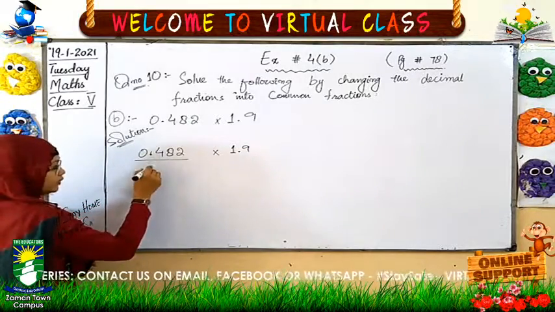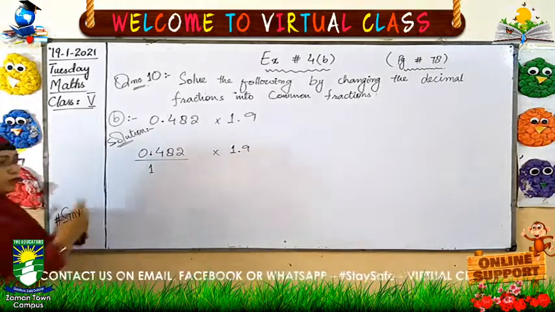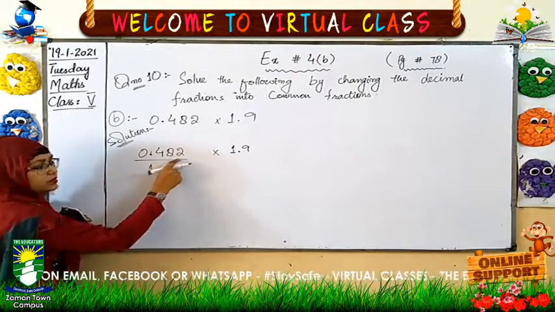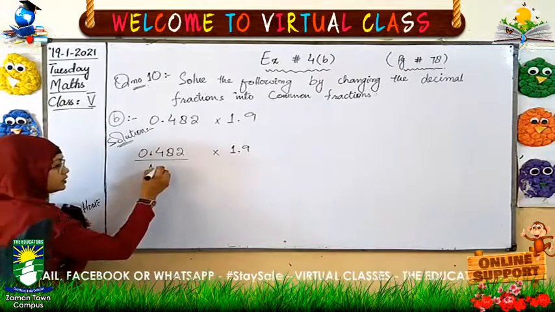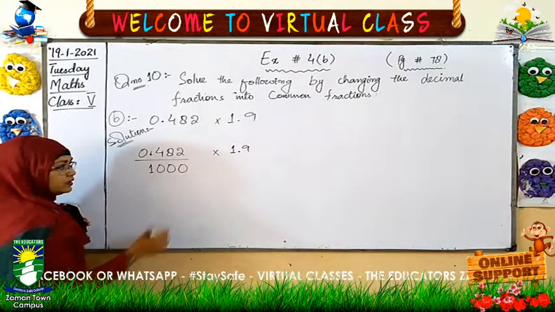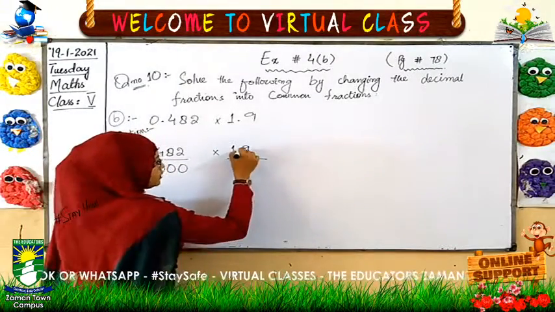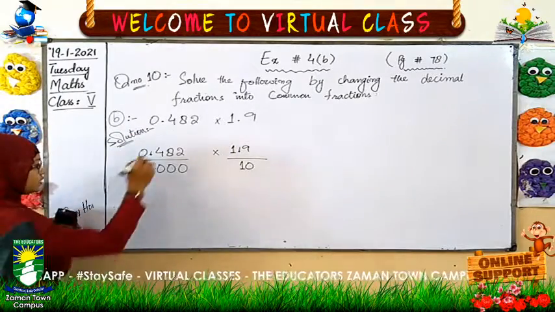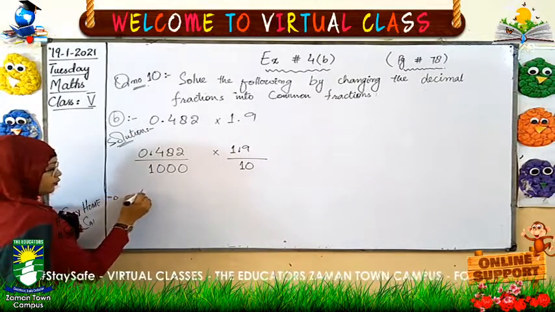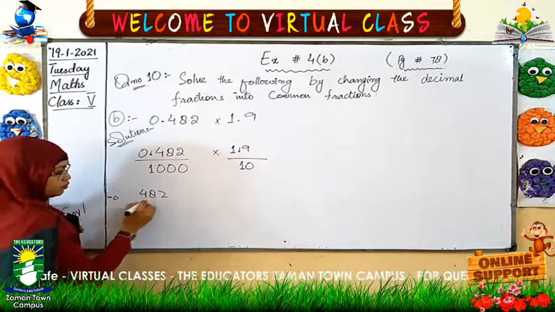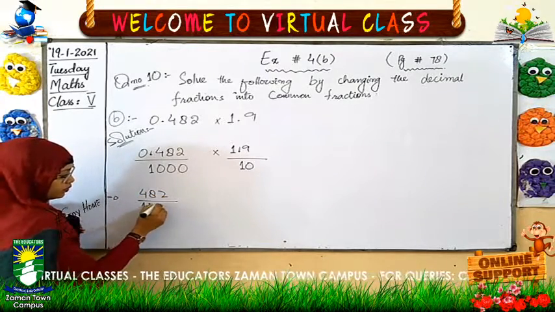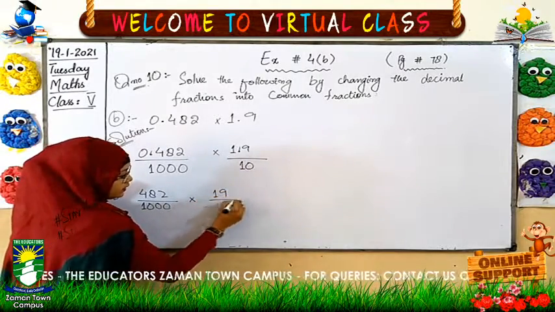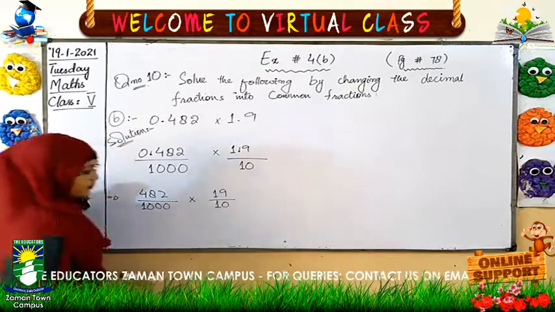Removing the point, we make 1 here. Where do we remove the point? We make 1, and after the point we make zeros. 1, 2, 3. 3 digits are here, so we will make 3 zeros. Same as we will do here: removing the point, making 1, 0. Right? It means this will be equal to 482 divided by 1000 multiplied by 19 divided by 10.